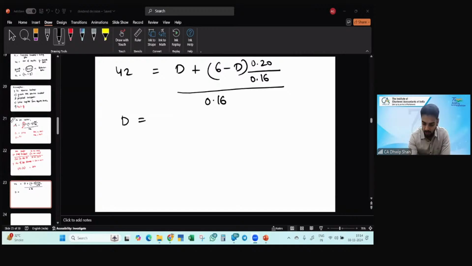I'm presuming all are solving. Huh? Now, yeah, D. How much is the value of D?